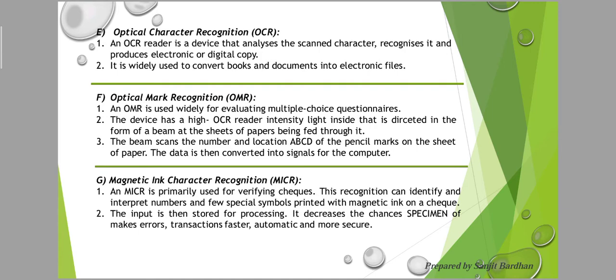Okay, OMR device. Next is MICR, and MICR is primarily used for verifying checks. The recognition can identify and interpret the numbers and a few special symbols printed with magnetic ink on a check. The input is then stored for processing. It decreases the chance of errors and makes transactions faster, automatic, and more secure. This is the use of magnetic ink character recognition.